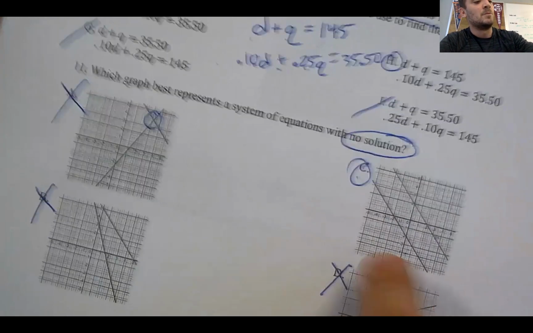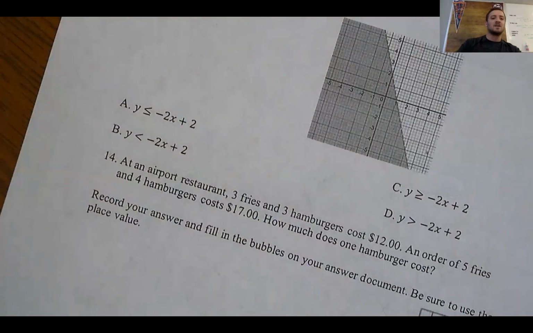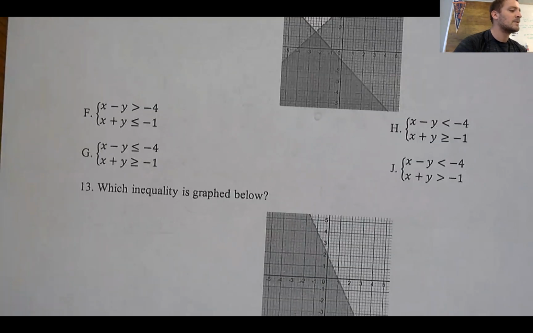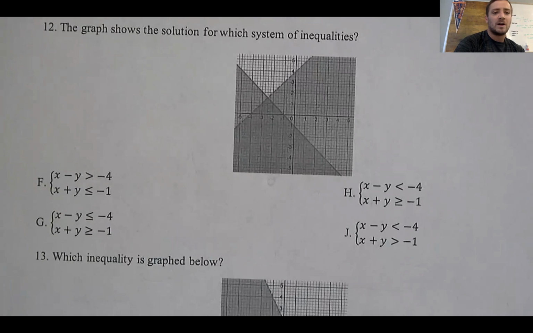All right, just a couple more. Sorry, having trouble picking this up. Just a couple more. Question number 12.